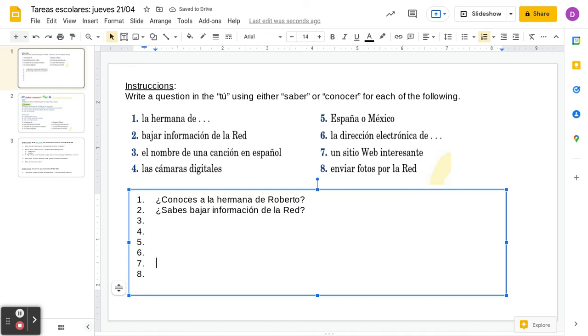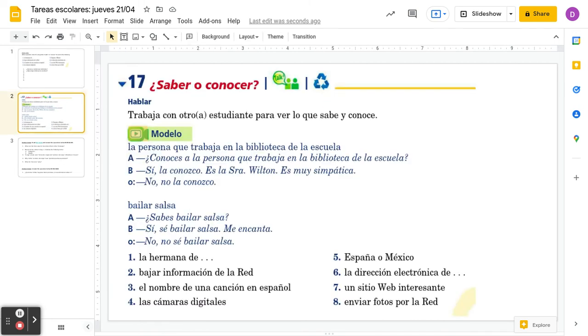And so for the next six, you're going to do the same thing. Decide whether to use saber or conocer and write out your question. In the next part, what you're going to be doing here is finding a partner and then having a little dialogue based on the model here.